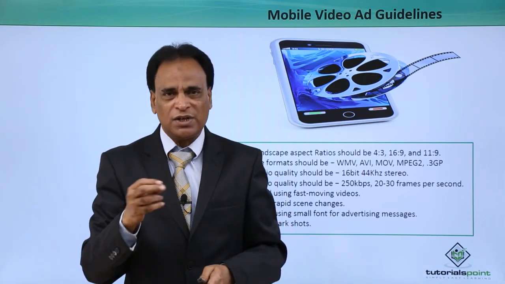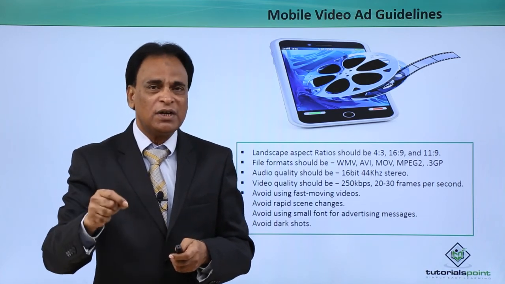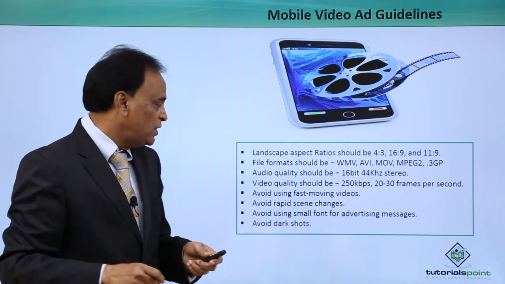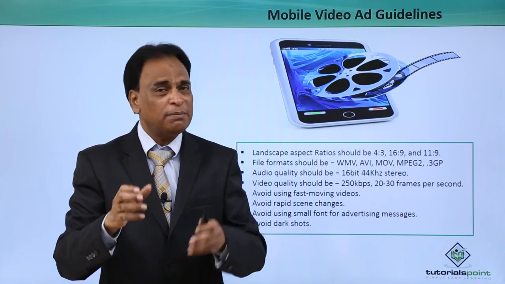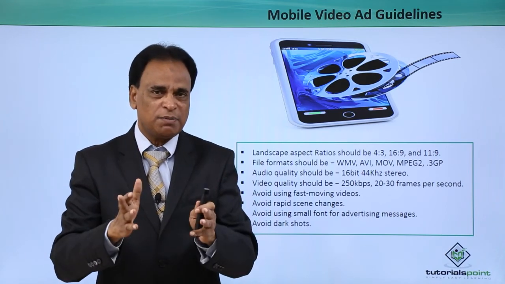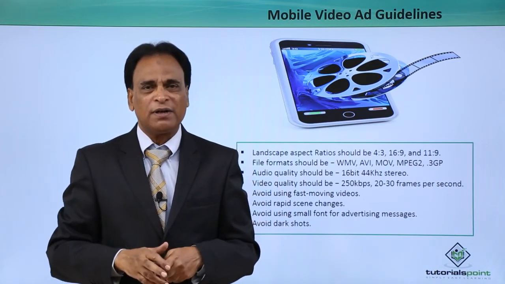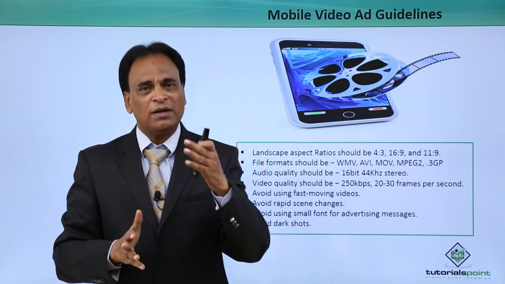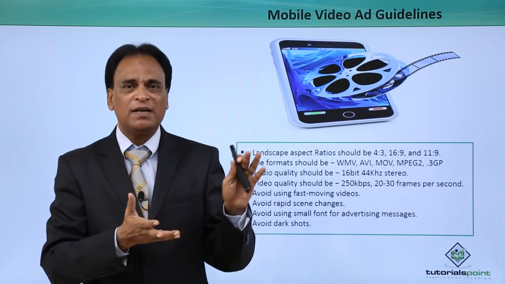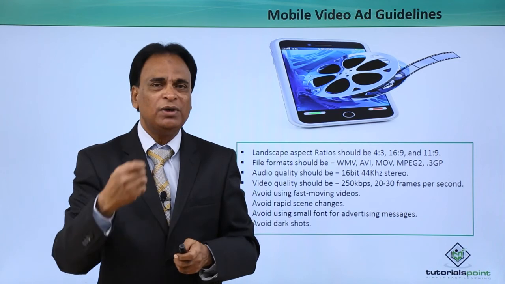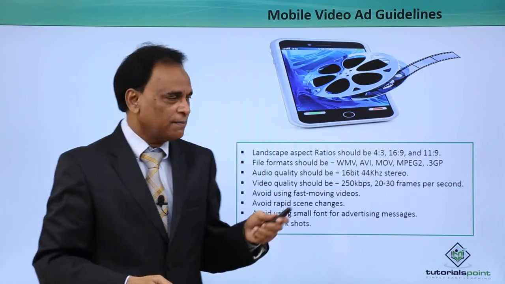Avoid rapid scene changes. This may also go against the videos that you want to display through video advertising on mobile devices. That is video marketing. Avoid using small fonts for advertising messages. The font should be a big one but responsive in nature. Make sure that they are responsive and the fonts are a little bigger. Avoid using dark shots. It will be difficult for the viewers to see those ads on smartphones or tablets when you are doing mobile advertising. So these are some of the guidelines you can think of implementing when you are doing video advertising through mobile devices. That is actually mobile advertising.